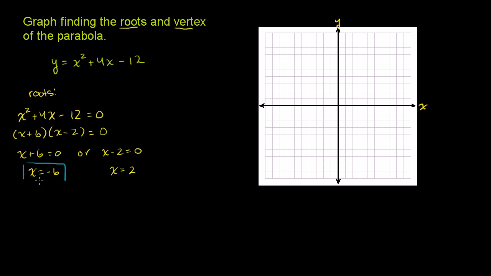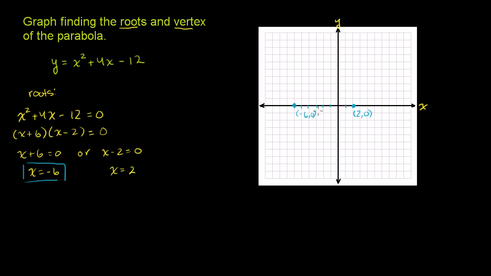X is equal to negative 6, y will be equal to 0. So x is 1, 2, 3, 4, 5, 6. So negative 6 comma 0. That will be on the graph of this function, or the graph of this parabola. And also the point x is equal to 2. So 1, 2. Just like that. X is equal to 2. So this is the point 2, 0.